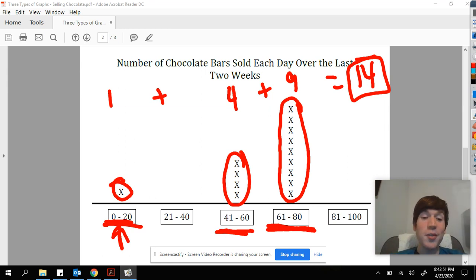And it also shows us that they did have one bad day. That one bad day is our outlier. It's something happened that day that we don't know about that kind of made them not sell very many chocolate bars.